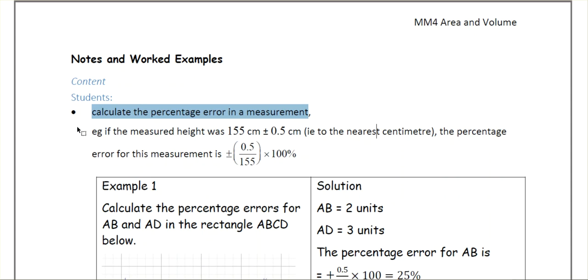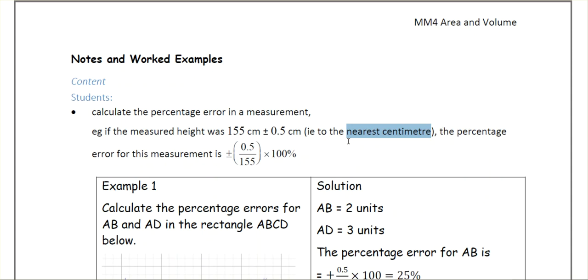So when we measure things, we aren't always accurate. If I say that a measured height is 155 centimeters, in reality it could actually be half a unit above or below that. So when we're measuring to the nearest centimetre, it might actually be 155.5 centimetres or 154.5 centimetres. It's going to be half a unit above and below 155 centimetres in reality, somewhere between those two numbers.